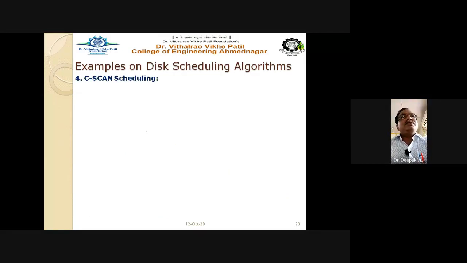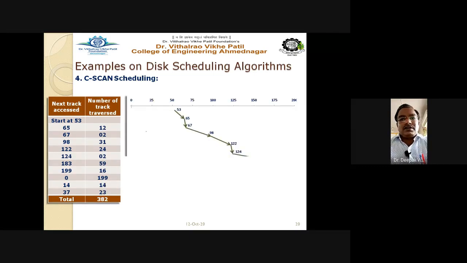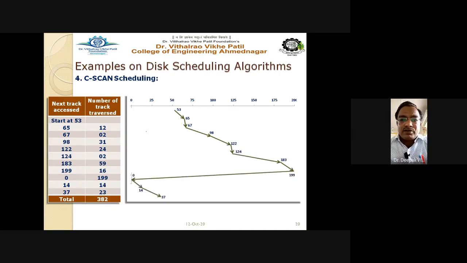Next one is the C-SCAN, or circular scan, scheduling. Circular scan scheduling means the same as your SCAN algorithm, but it will reverse the direction, and while moving across in the reverse direction, it will not service any request. So from 53, it will move to 65.